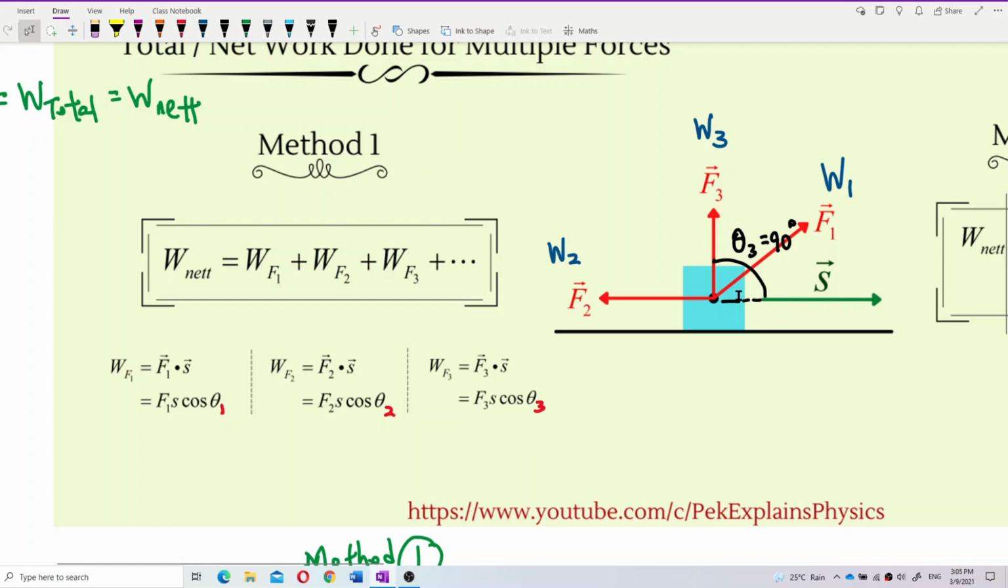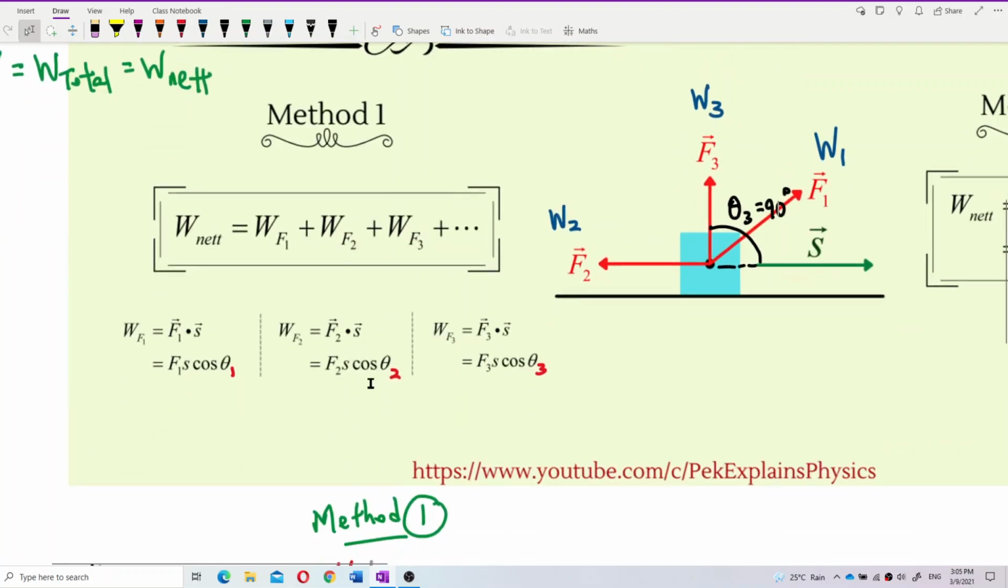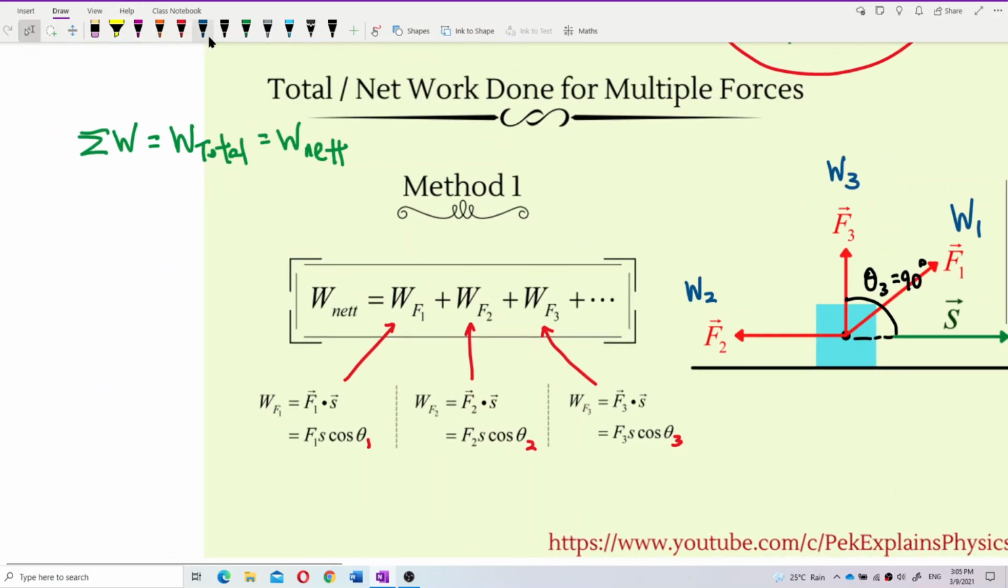So we need to find the work done of each one: work done F1, work done F2, work done F3. Later on, we substitute into each work done, and then we total up all the work done. We get the net work done. This net work done we can also write as sigma W, or total work done.